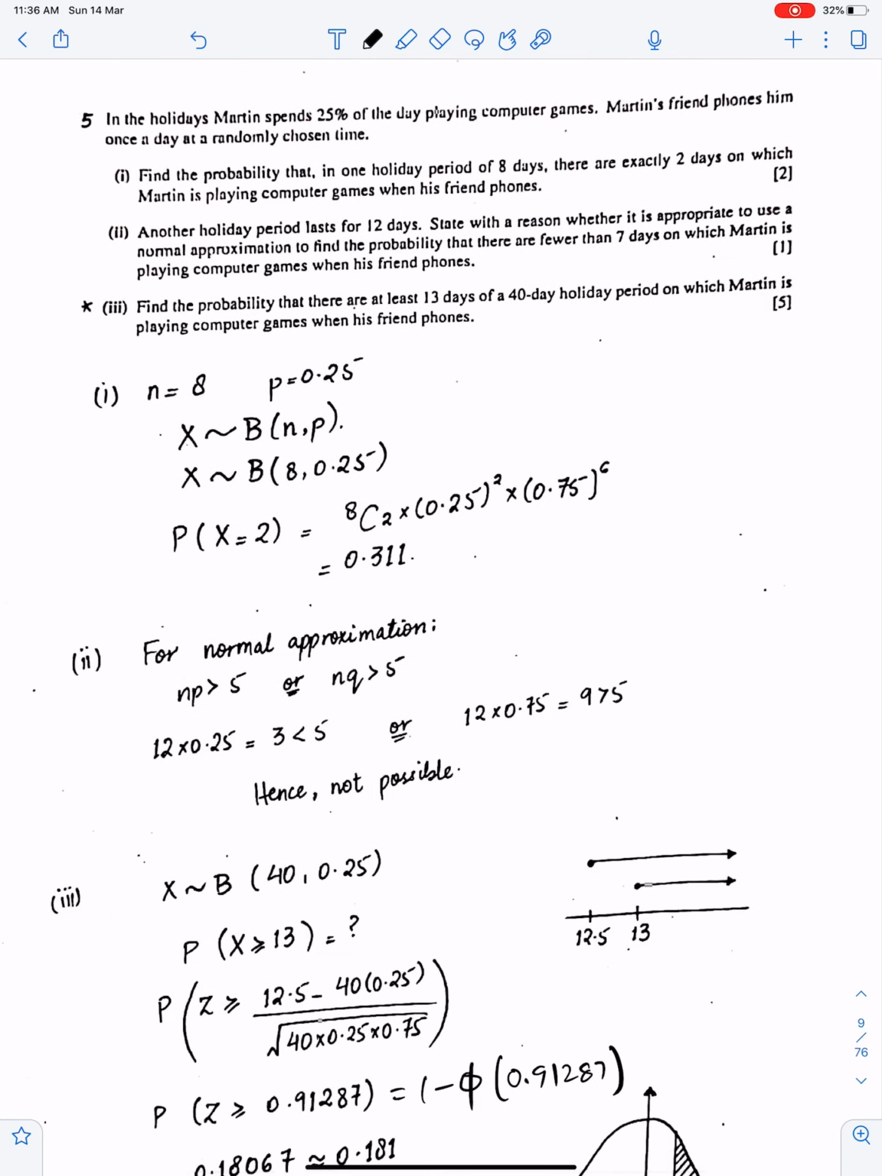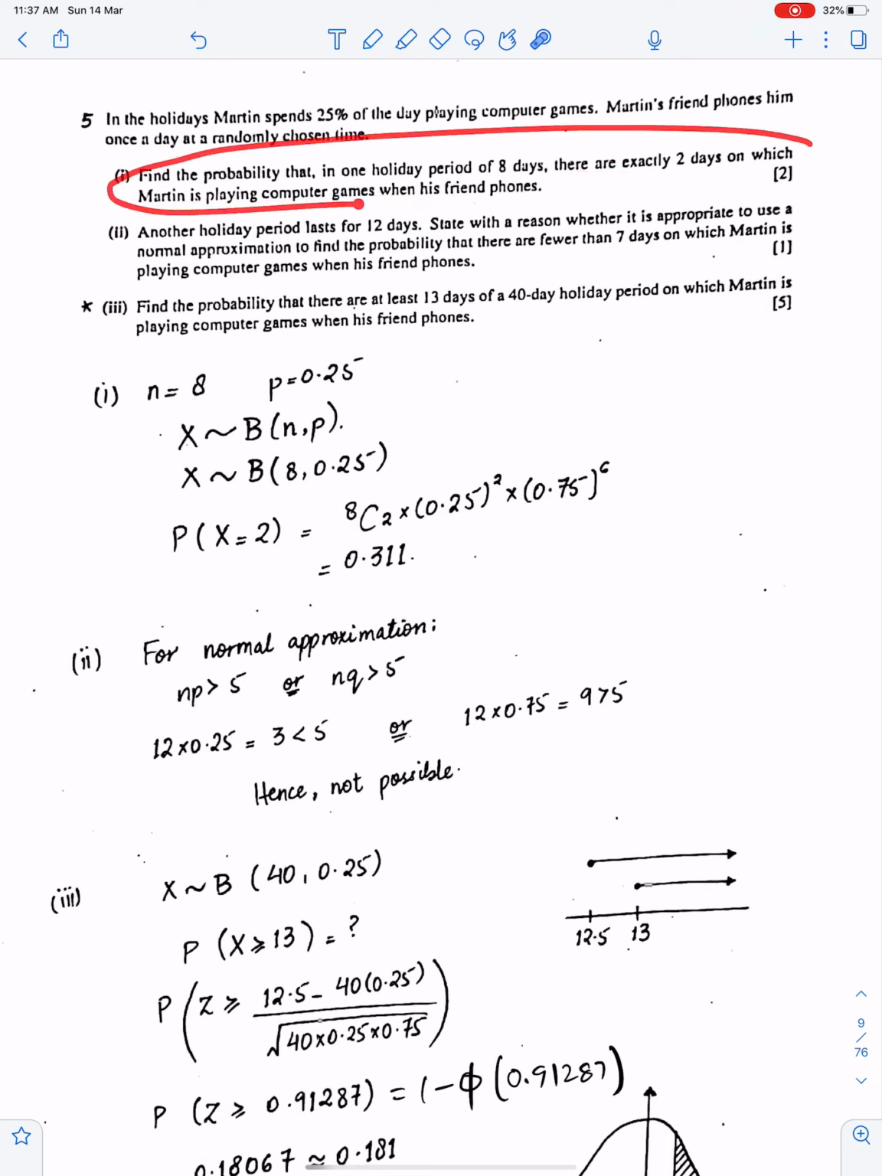Question number 5. In the holidays, Martin spends 25% of the day playing computer games. Martin's friend phones him once a day at a randomly chosen time. Find the probability that in one holiday period of 8 days, there are exactly 2 days on which Martin is playing computer games when his friend phones.